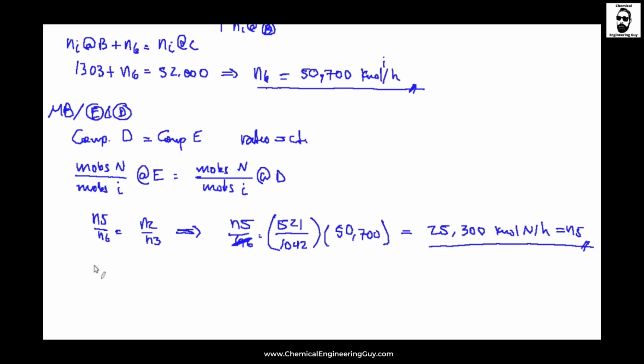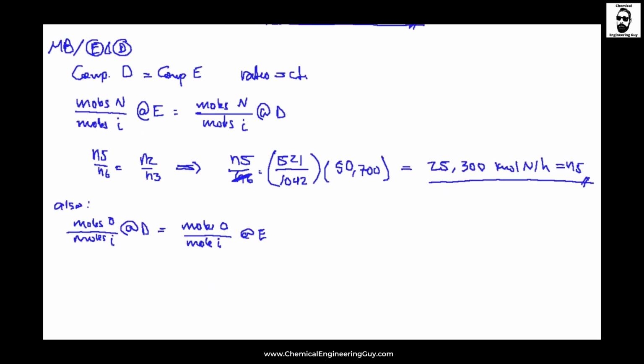And I will use the same logic: moles of octane divided by moles of isobutane in D equals the same ratio, moles of octane divided by moles of isobutane in the emulsion. So this is essentially N1 divided by N3 equals N7 divided by N6. I have everything, 1, 3, and 6, so N7 equals N1 divided by N3 multiplied by N6.